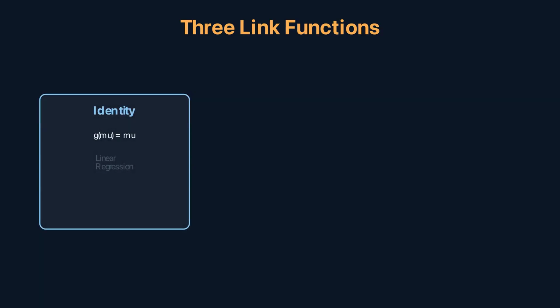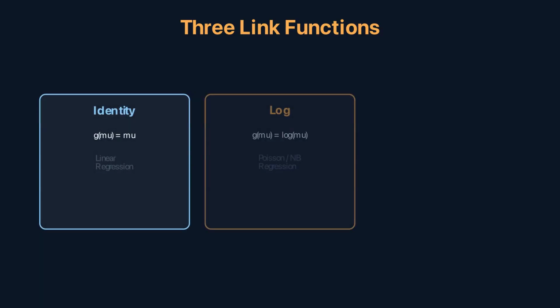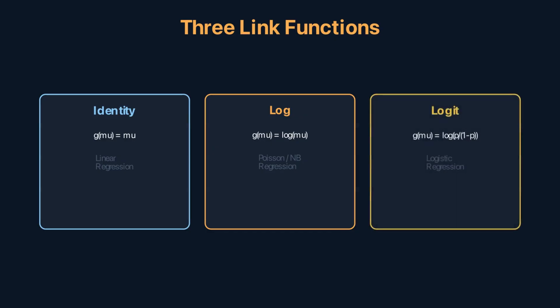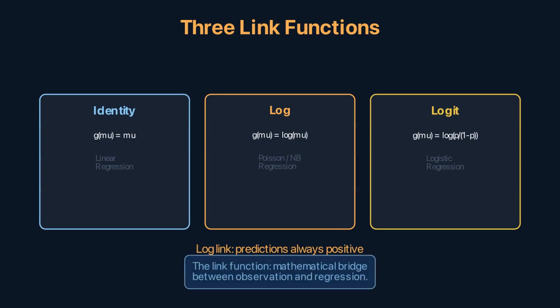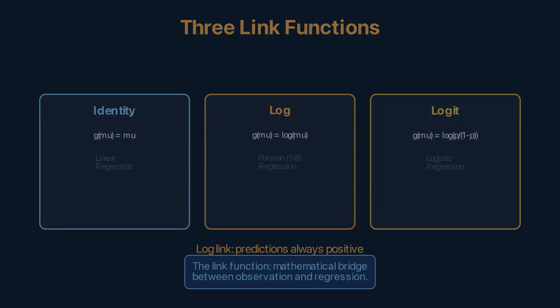3 common link functions. Identity, the expected value, is the linear predictor, used in linear regression. Log, the log of the expected value, is the linear predictor, used in Poisson and negative binomial regression. Ensures predictions are positive, you can't have negative counts. Logit, the log odds of the probability, is the linear predictor, used in logistic regression. Ensures predictions are between 0 and 1. The link function is the mathematical bridge between what you observe and what regression can handle.